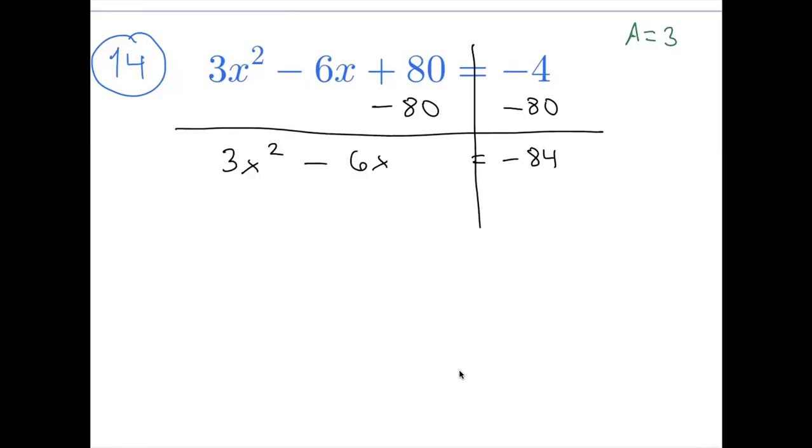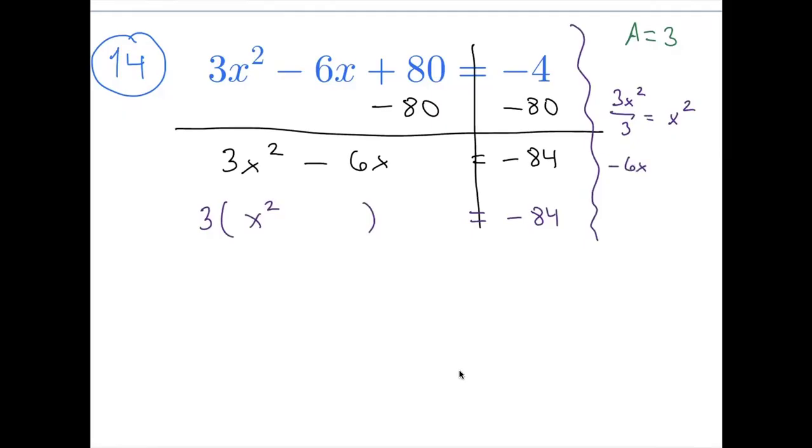So now, because a is not 1, we are going to go ahead and factor out that 3 from the terms on the left side. So that means that we're going to have 3 and then open parentheses and then equals -84. So once again, we'll have to do some side work. We're going to have 3x squared divided by 3, which of course is going to be just x squared. So we'll write that at the beginning. And then we have -6x divided by 3, and that's going to be -2x right there.